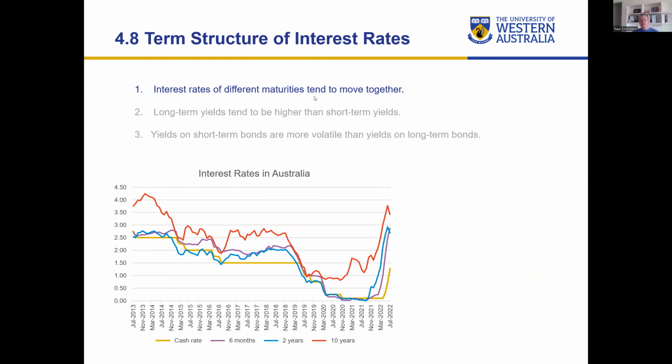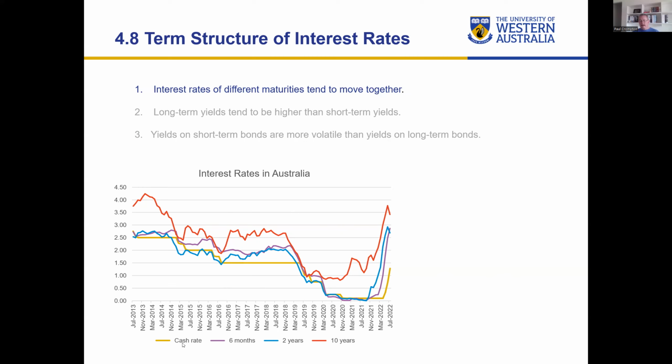Interest rates of different maturities tend to move together. Looking at this diagram, we can see that that is true. The correlation's not perfect, but there is correlation there, no doubt. So we've got the cash rate, the 6-month bank bill rate, the 2-year rate on government bonds, and the 10-year rate on government bonds. I obtained this data from the Reserve Bank website.